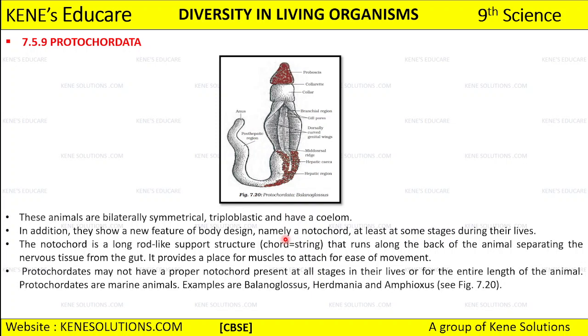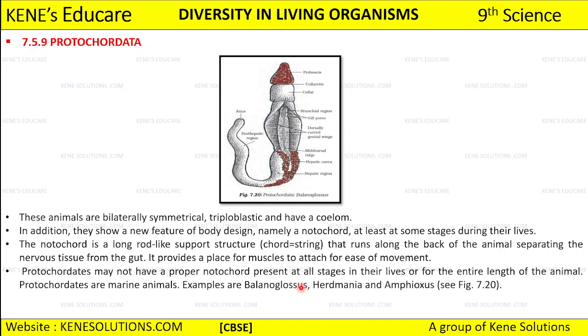Okay, so the notochord which I am talking about is a long rod-like support structure. Cord means string. This support structure runs along the back of the animal and separates the nervous tissue from the gut, because it is a place where the muscles can attach themselves so that easy movement can occur. Protochordates may not have a proper notochord present at all stages of their lives or for the entire length of the animal.